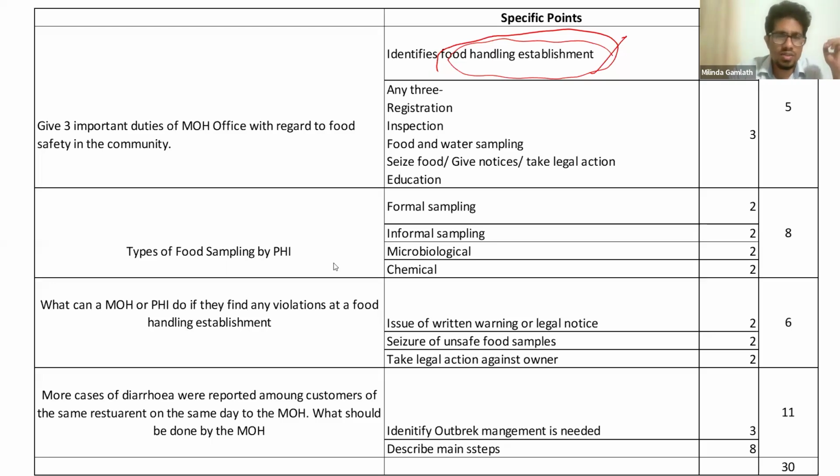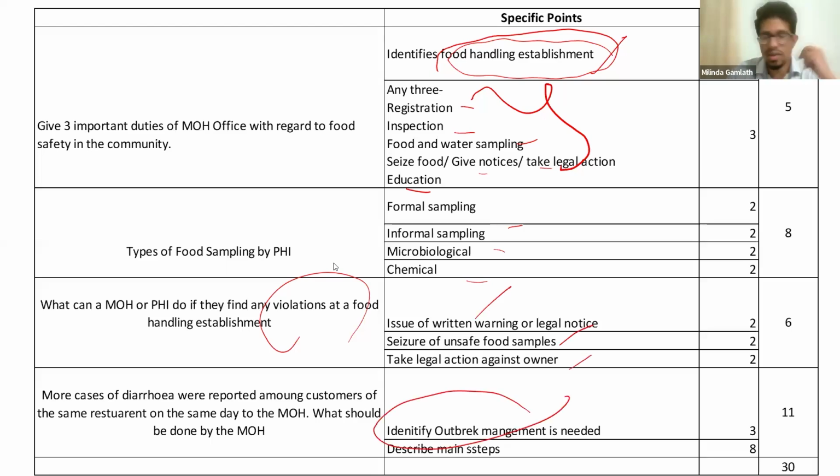So next, any of these three would be okay: registration, inspection, food and water sampling, seizing foods, give notification, legal action, and education. Either of those three, if you gave, you got the answers. And then the types of food sampling: formal and informal, microbiology and chemical. Simple, right? And then what can they do if any violations? We also discussed that. And then outbreak management and describe the main steps, right? Right. So that is all the stations I have. Do you have any questions up to now?